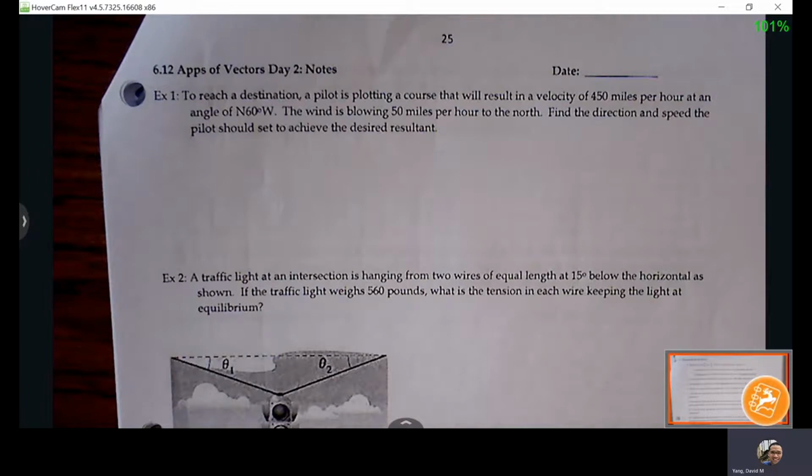Okay, so 25 here says, to reach a destination, a pilot is plotting a course that will result in the velocity of 450 miles per hour at an angle of north 60 degrees west. The wind is blowing 50 miles per hour to the north. Find the direction and speed the pilot should set to achieve the desired results. So this is a little bit different here, right?